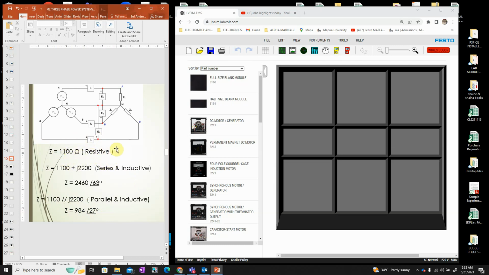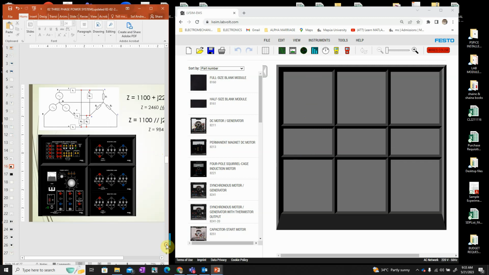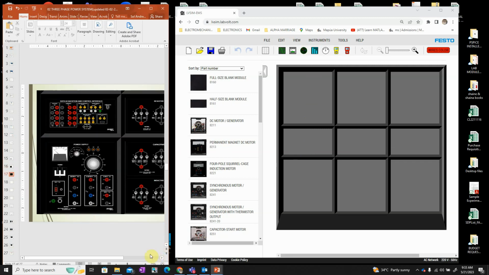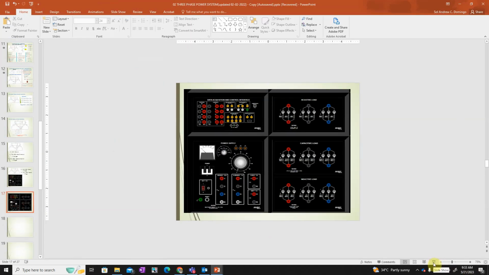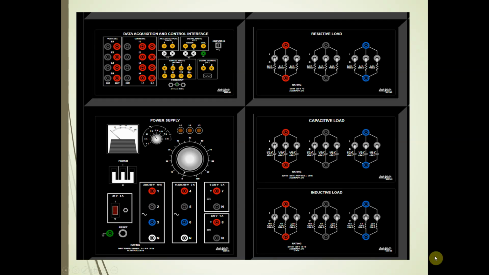But before we do that, since we are going to use the LabVolt online simulation system, let me just introduce to you the different equipment in the LabVolt. Let me just orient you with this. This is our LabVolt equipment, and this is our power supply.